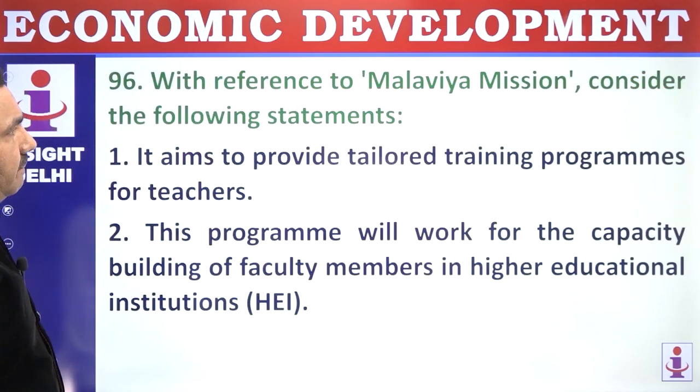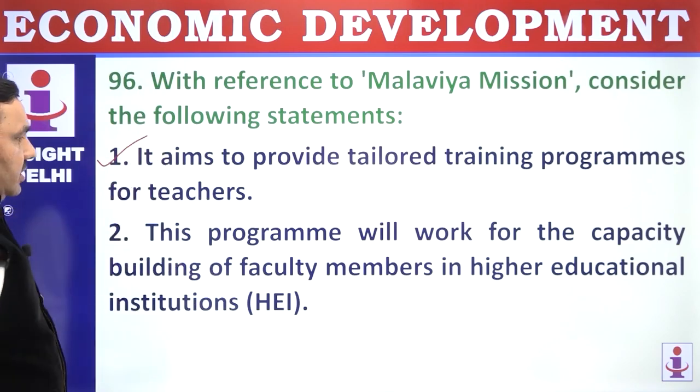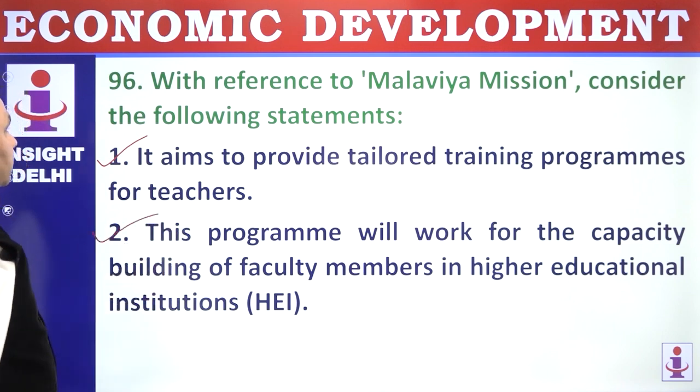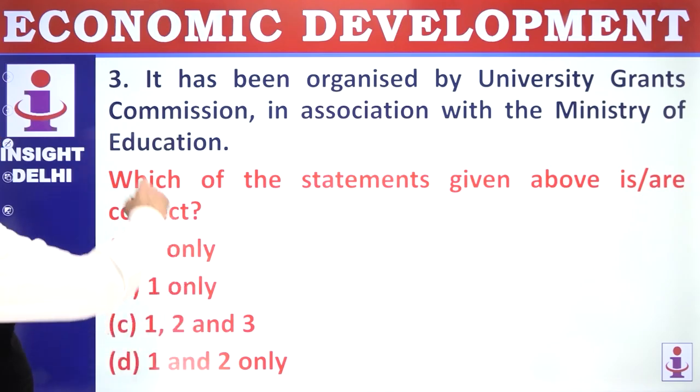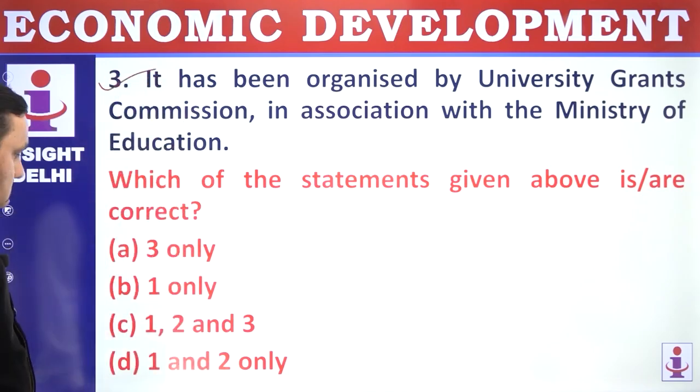96. With reference to the Malviya Mission, consider the following statements. It aims to provide tailored training programs to teachers, that's correct. This program will work for capacity building, correct, both are correct here. 3, it has been organized by the University Grants Commission in association with the Ministry of Education, that's correct. All are correct.